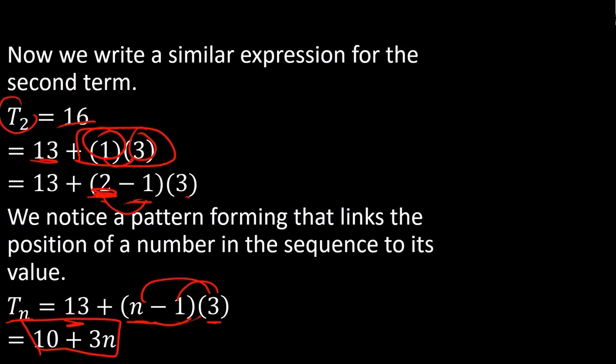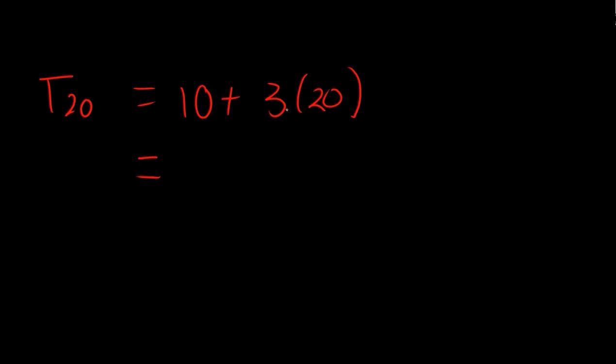And then we were asked to find term 20. So all we'll do is replace n in our general term with 20. Our general term was 10 plus 3n. So 3 times 20 is 60. 60 plus 10 is 70.